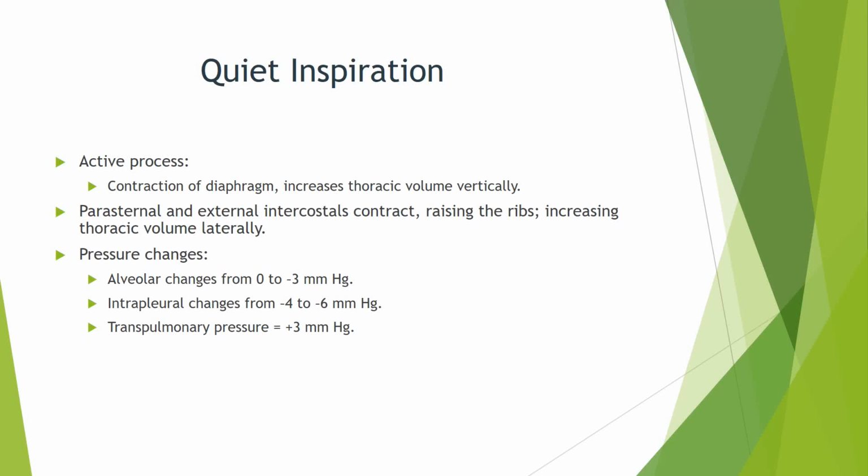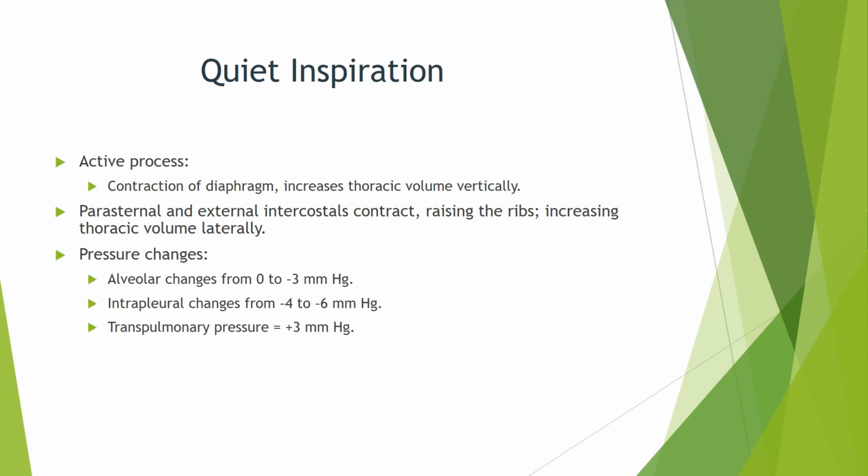And what we have is that the volume of the thoracic cavity and the lungs are going to increase vertically when the diaphragm contracts or flattens, as well as laterally when the parasternal and external intercostal muscles raise the ribs. So then the thoracic and lung volume is going to increase, whereas the intrapulmonary pressure is going to decrease. And so what this allows for is for air to come in. And so the pressure changes that we observe are with the alveolar changes.